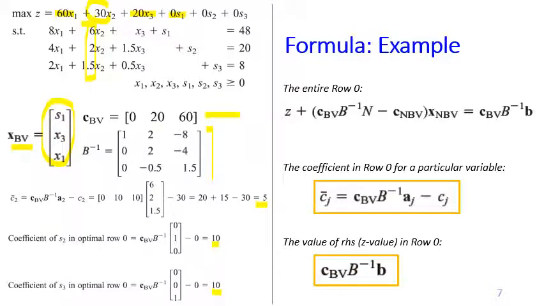Again, you don't really need to calculate any coefficient for the basic variables, because you know that in row 0 of the optimal table, their values are always 0. Of course, if you want to compute them, you may do that, and you should confirm that the result equals 0. Now for the right-hand side in row 0, we multiply CBV B inverse, which we already have, times small b, which equals 280.